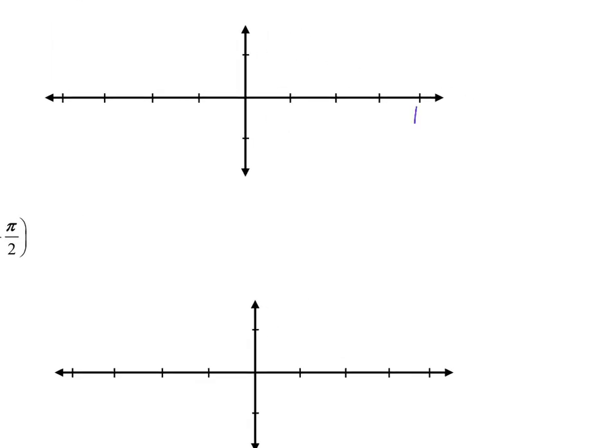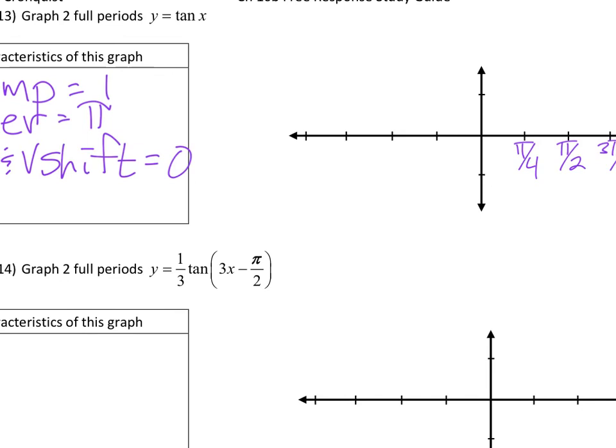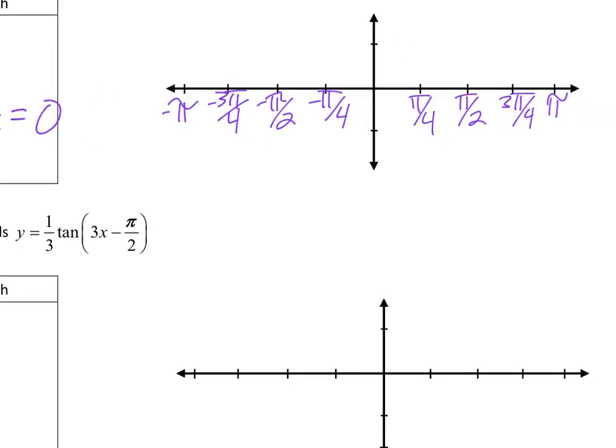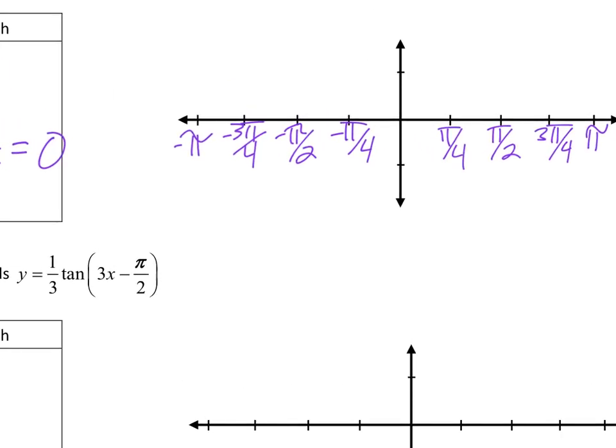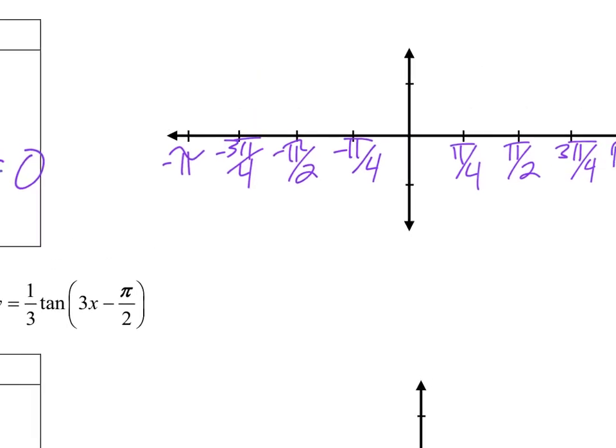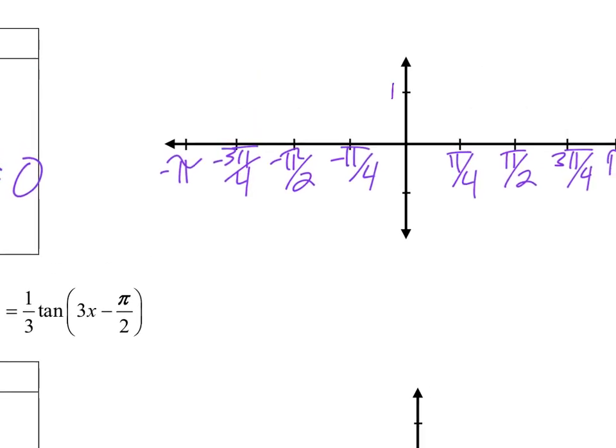Okay, so this is pi over 2, pi over 4, 3 pi over 4. Go mark this one, negative pi over 2, negative pi over 4, negative 3 pi over 4. Okay, now our amplitude is 1. So we go 1 and minus 1.